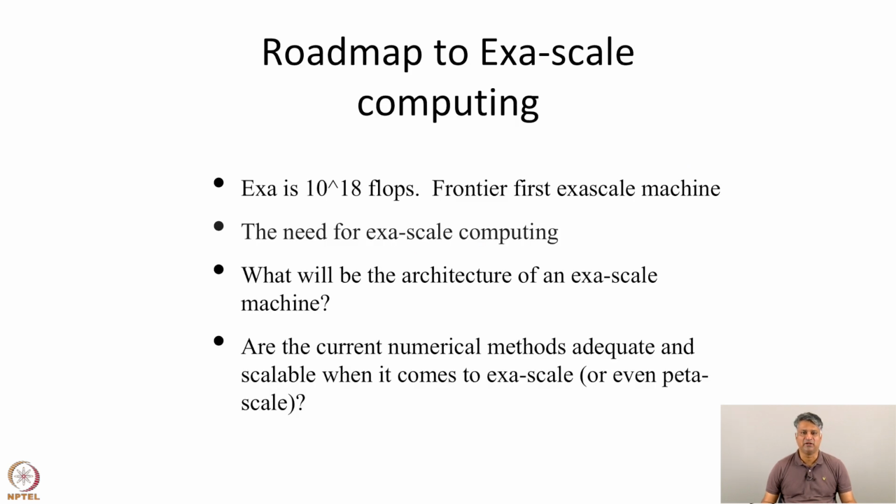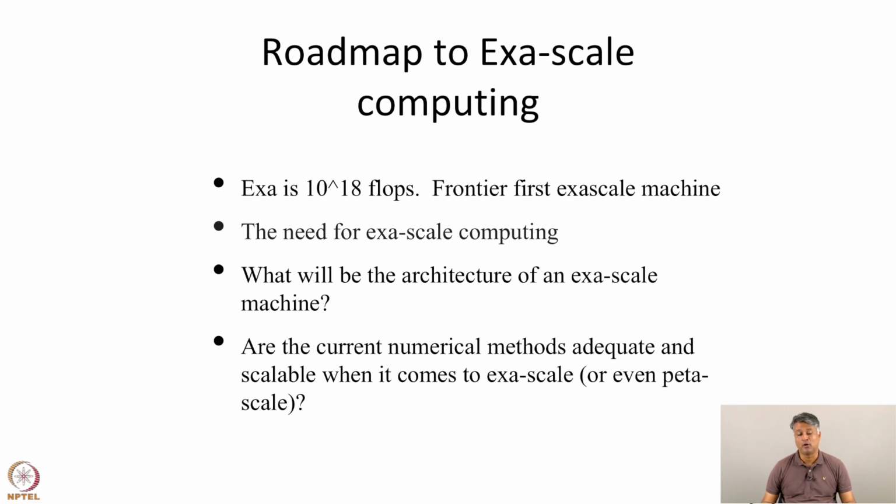The question that we need to ask is, once we have exaflop machines, so we have exascale machines today. Frontier, which is at Oak Ridge National Labs, is the first exascale machine, which is able to do 10 raised to 18 floating point operations per second. The questions we need to ask are, is there a need for exascale computing? What sort of problems are we going to solve with exascale computing? Clearly, there are many problems in the world, from climate prediction to modeling advanced multiphysics of nuclear reactors, and so on.